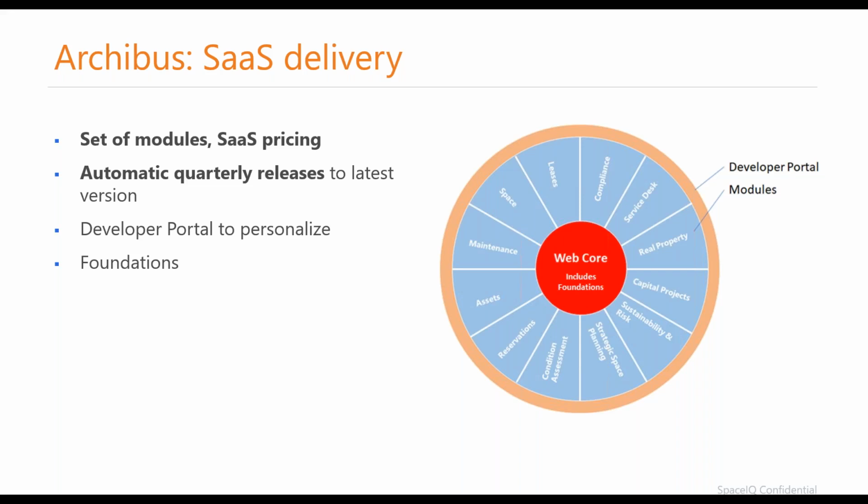We're working on a developer portal to allow personalizations on top of a SaaS delivery, and it includes the web core component. It also includes a foundations piece, which is a sort of get-started pack that includes some parts of workplace, services console, space console, and other parts that enable customers to get started quickly. So just a reminder that there are multiple ways of delivering Archibus. It is just one Archibus, but we deliver it in multiple ways. SaaS is one of them that organizes the Archibus into modules.